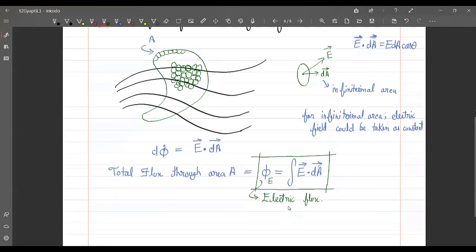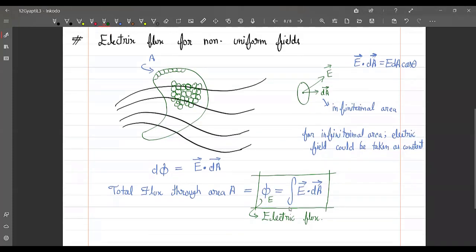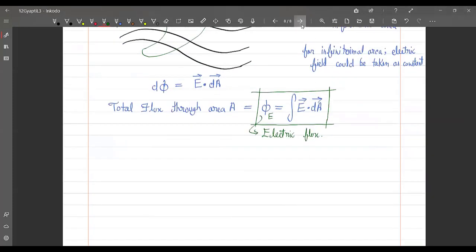Any questions? Shall we move ahead? Okay. After defining electric flux through a surface, I can also define next electric flux through a closed volume.